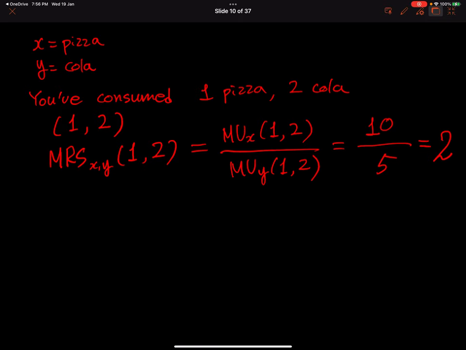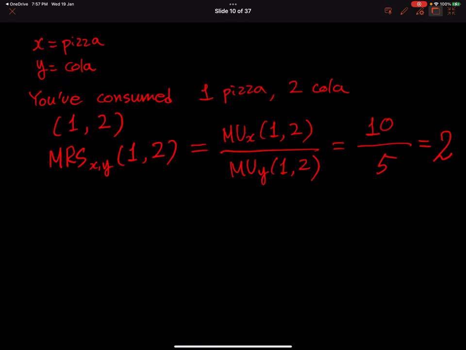Okay, so how would you interpret the value 2? What does it mean? It means that consuming one more pizza will make me 2 times happier than consuming 2 more cola. Yes. I mean, consuming one more pizza gives you the same additional happiness level as consuming 2 additional cola, right? Yeah. All right, very good.